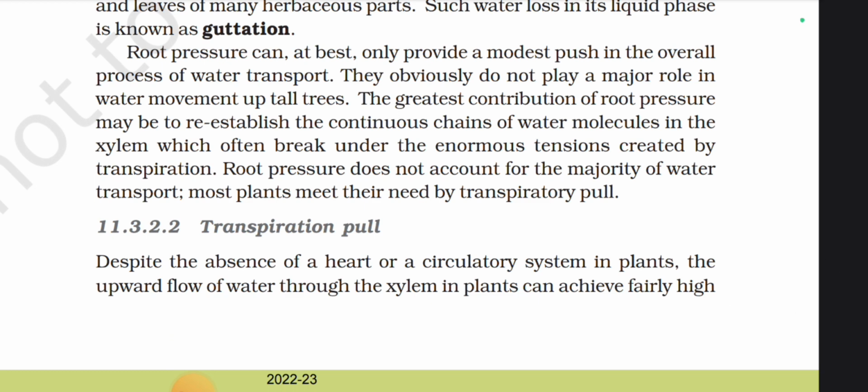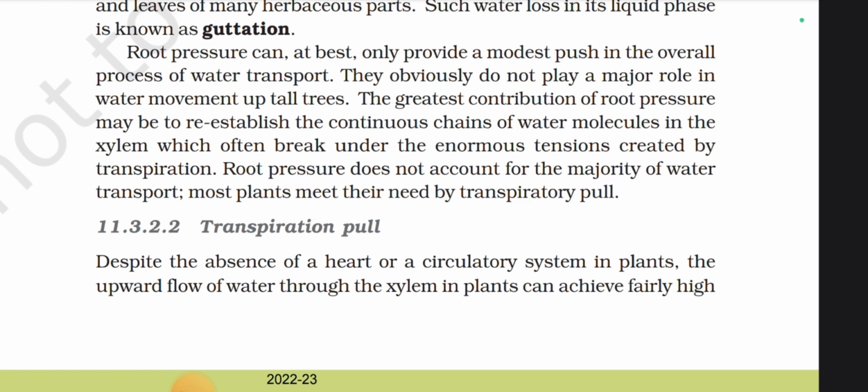Root pressure can at best only provide a modest push in the overall process of water transport. It obviously does not play a major role in water movement up tall trees. The greatest contribution of root pressure may be to reestablish the continuous chains of water molecules in the xylem, which often break under the enormous tensions created by transpiration. Root pressure does not account for the majority of water transport. Most plants meet their need by transpirational pull.